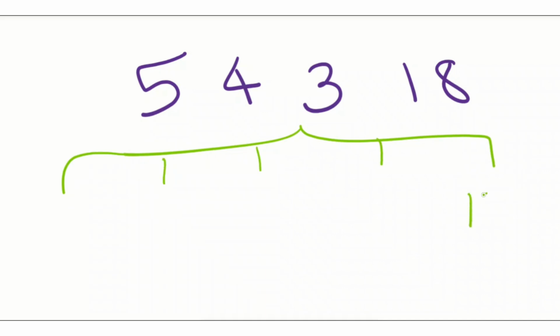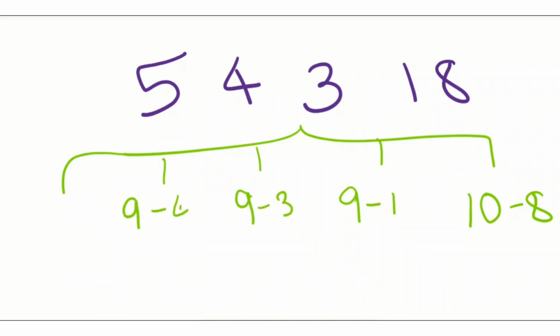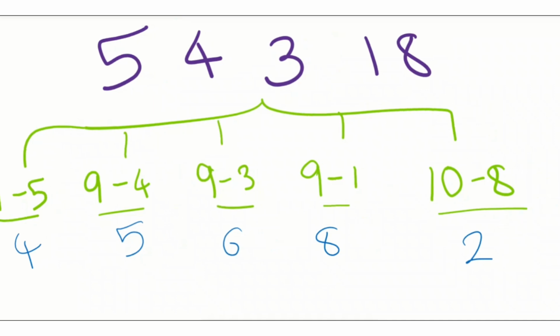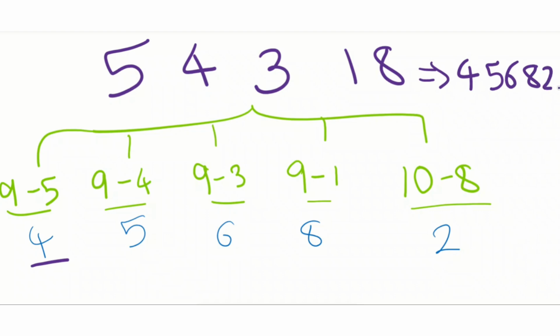To find the Nikhilam of the same number, you have 10 minus 8 because 8 is the last digit, 9 minus 1, 9 minus 3, 9 minus 4, and 9 minus 5 because these are the rest of the digits. Finding the values, you get 9 minus 5, which is 4, 9 minus 4, which is 5, 9 minus 3, which is 6, 9 minus 1, 8, and 10 minus 8, that is 2. So you get the final Nikhilam of this number as 45,682.